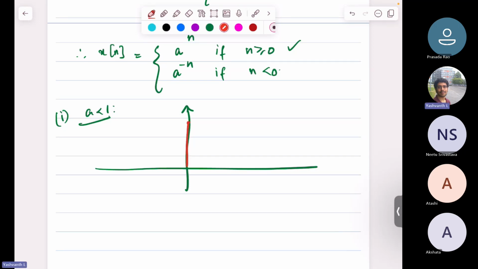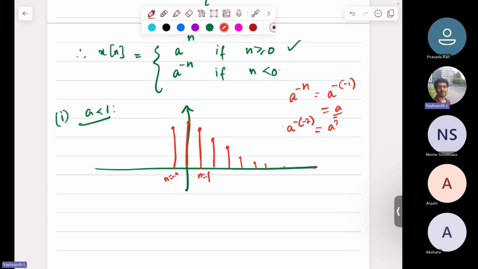So you get 1, then it will decrease as n increases, and it will go on. Similarly, on this side also it will be similar, because at n equal to -1, what is a power minus n? It's the same as a power minus of -1, which is a itself. That means it's the same as n equal to 1. Similarly, at n equal to -2, a power -2 is nothing but a square, which is the same as x of 2. Right? So basically, this signal is symmetric about your y-axis.